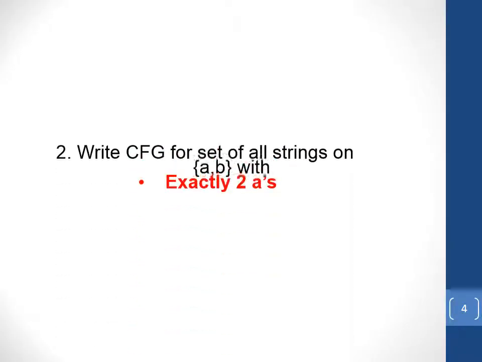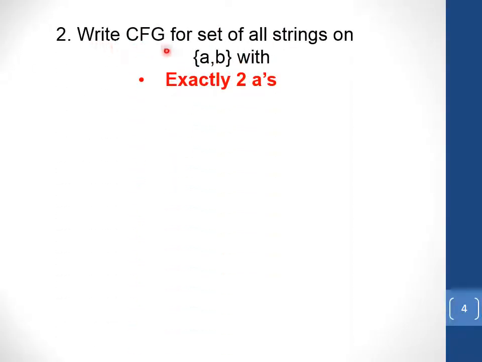The second question for the day: write a context-free grammar for the set of all strings on {a, b} with exactly 2 a's. Step 1 is the analysis part. After seeing "exactly 2 a's", we conclude that the restriction is on the number of a's.